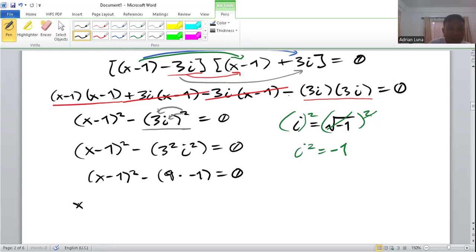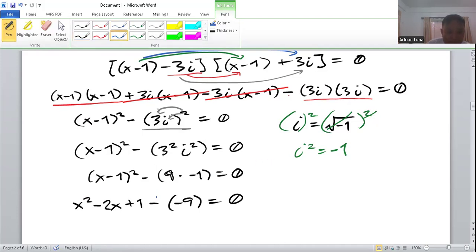Foil na natin to. That would be x squared. Shortcut, x times -1 times 2, -2x. Then square ni -1, -1 times -1, that would be +1, minus yung product ni 9 times -9, -1, which is -9, is equals to 0. And pwede pa siyang masimplify.